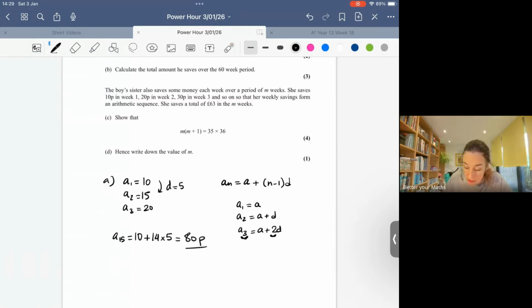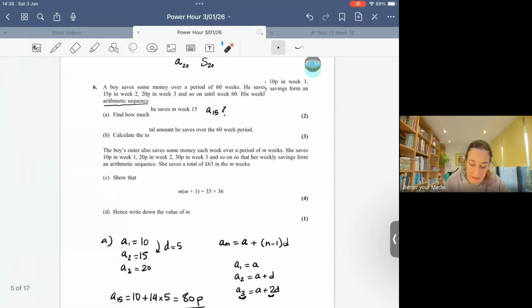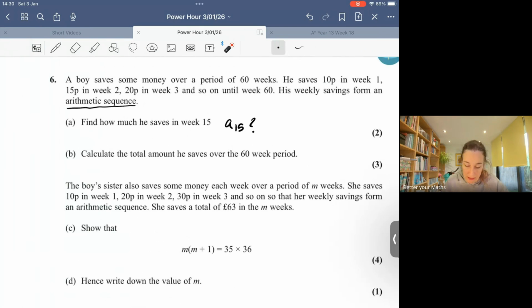Everyone, do you understand where we are finding A15? Because that's the mistake that you make. Phrasing sometimes is not clear. Now, calculate the total amount he saves over the 60 weeks period. Are they asking me S60 or A60? Can you tell me in the chat, please? S, yeah, it's clear now.